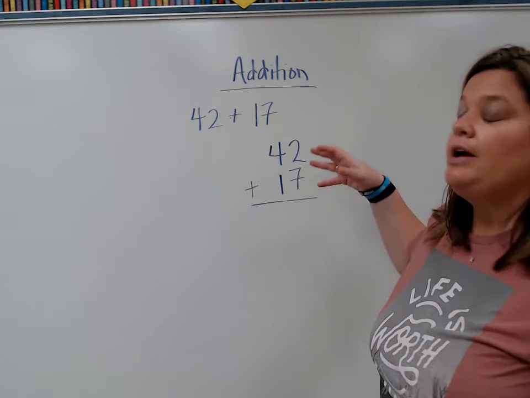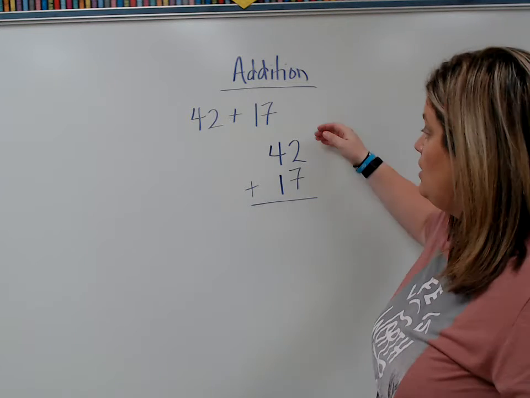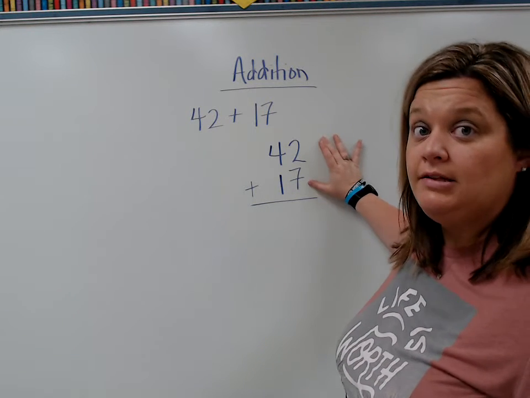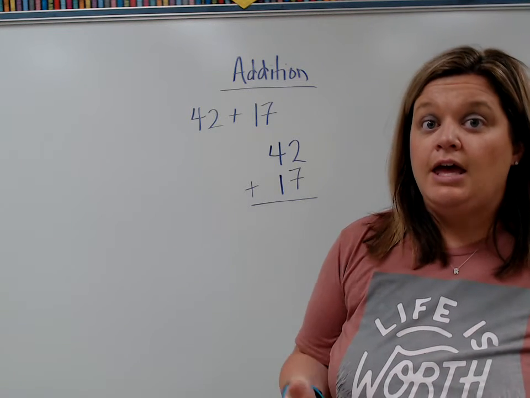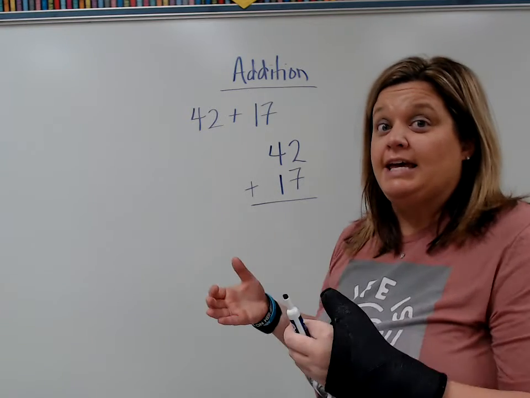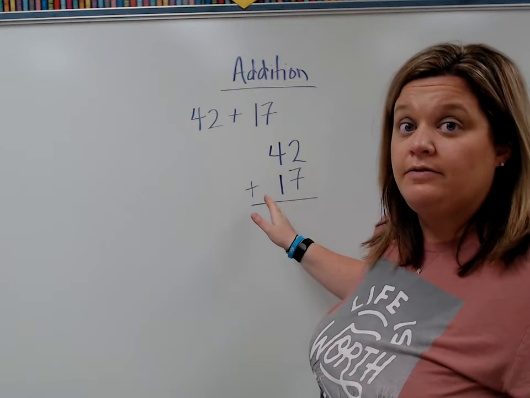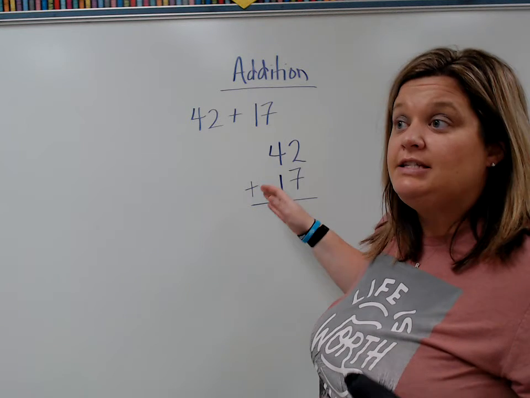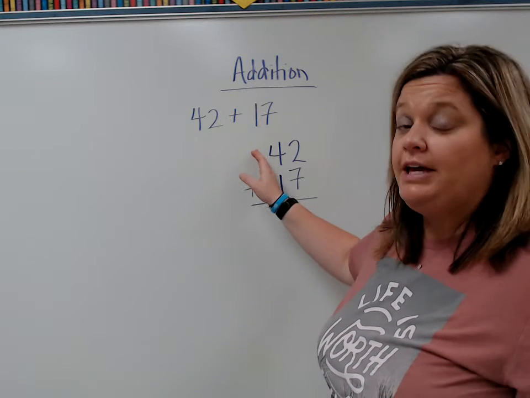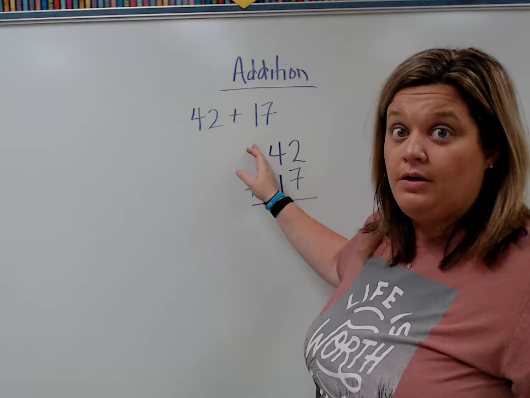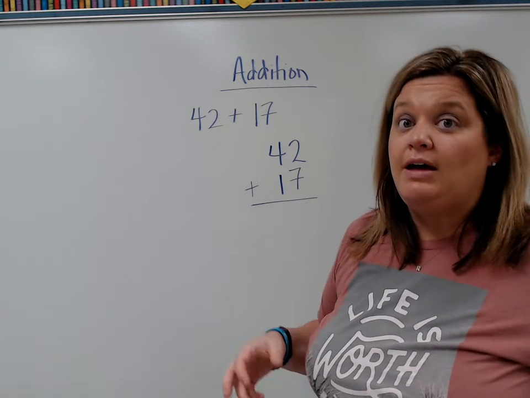Now, remember, each place value is a base number of 10. Okay? So in the ones place, the number has to be 0 through 9. If it's 10, that means it's going to go over here because this is our tens place. This is 10 through 99. And once it bumps up to 100, it goes over. But remember, you can only put one number in each place value at a time.